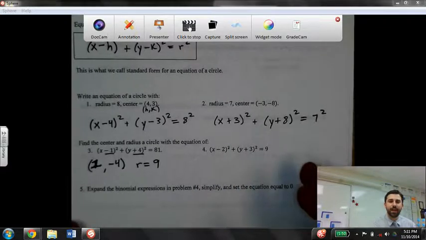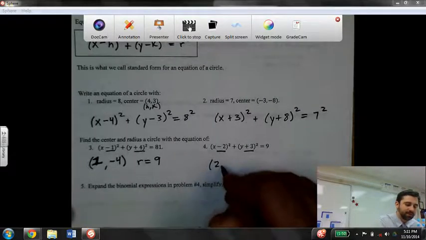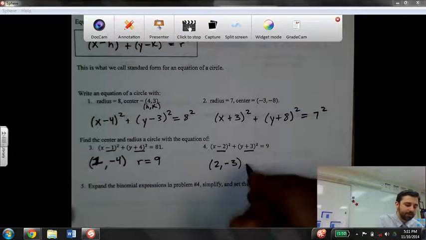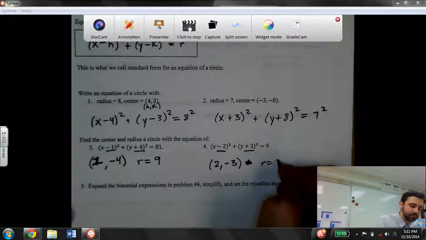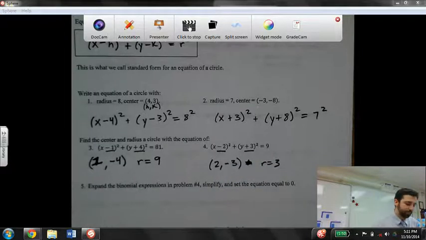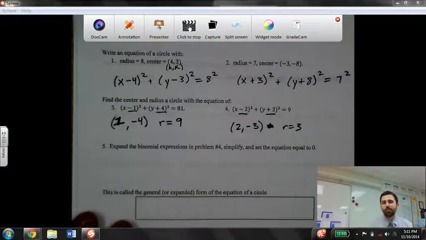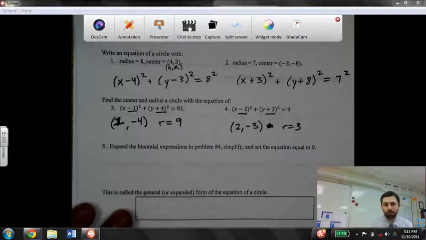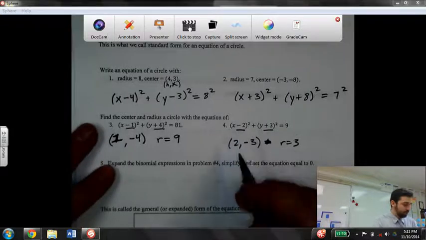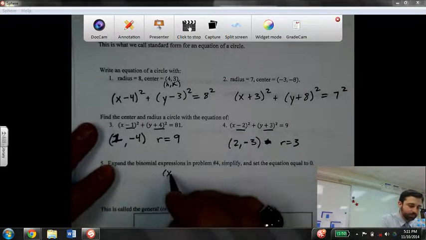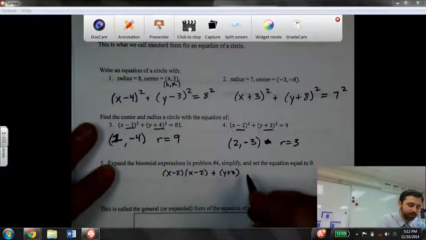So looking at example 4, I have -2 and +3, so I know that the x is a positive 2, the y is a -3, and taking the square root of 9, I know that the radius of my circle is 3. So in number 5, it says expand the binomial expression in number 4, simplify and set the equation equal to 0. So let's use 4 to FOIL. And by expand, it just means that we're going to FOIL this expression.